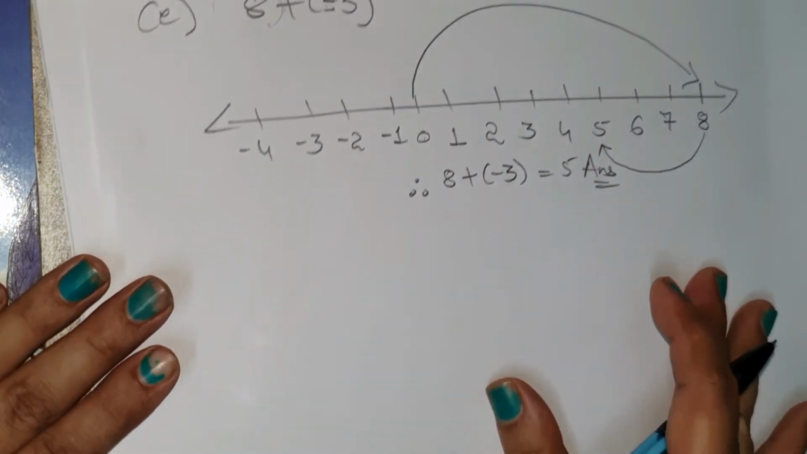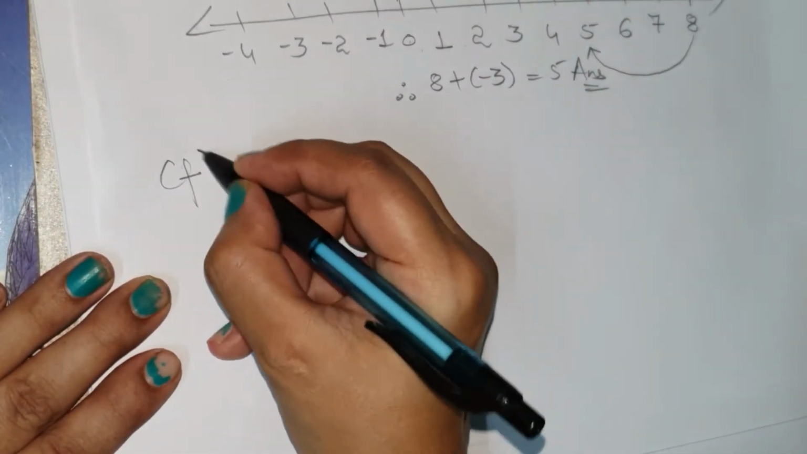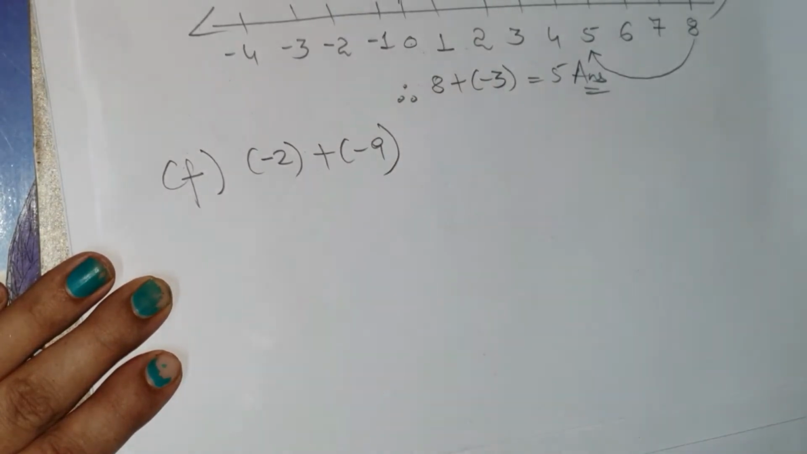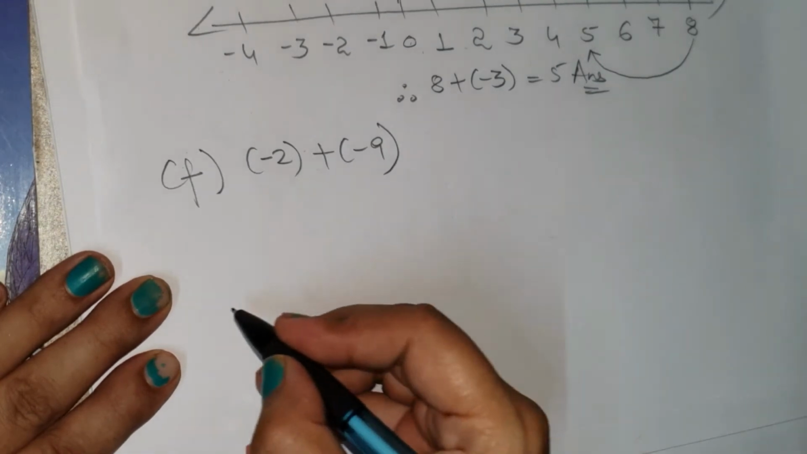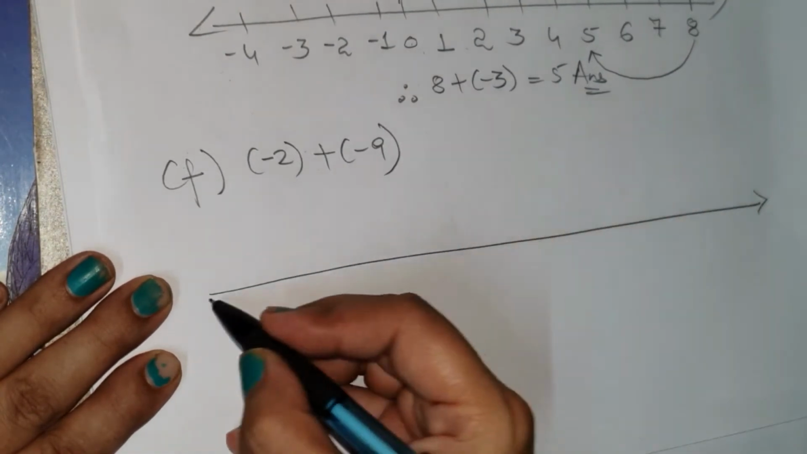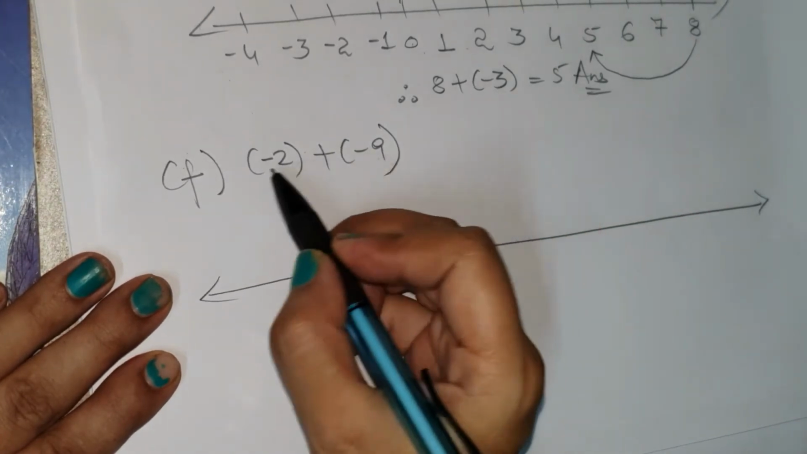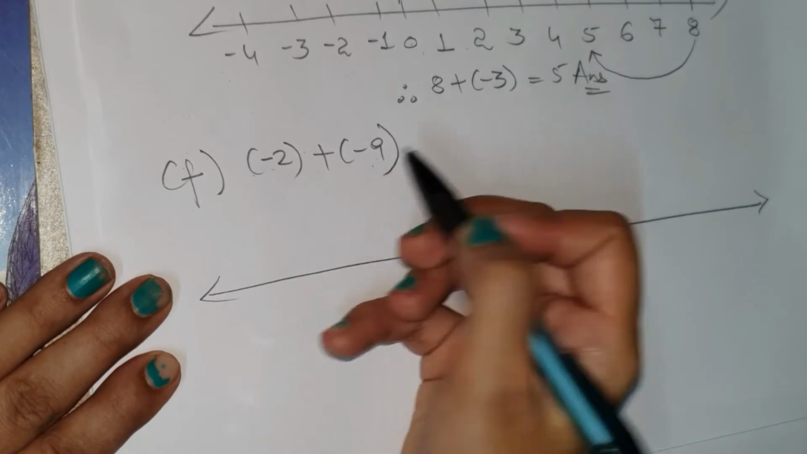Okay. Now, I hope it is clear. Move on to the next part. F, minus 2 plus minus 9. Okay. Here you can see that both the integers are with a negative sign, right. So, we have to begin with the negative sign only here. Okay, so more numbers are there towards the negative side.